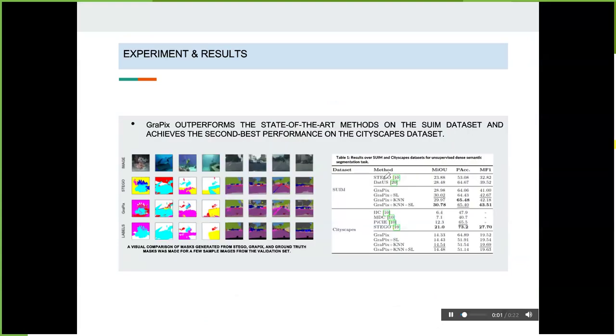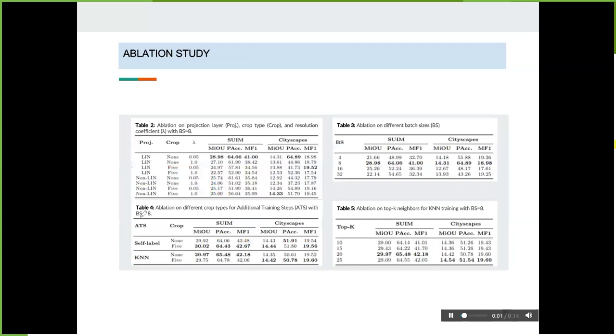The qualitative and quantitative results show that GraPix outperforms the state-of-the-art methods on the SUIM dataset and achieves the second-best performance on the Cityscapes dataset. However, unsupervised learning methods suffer from an overclustering problem, which can be noticed in visual results. We have also performed an ablation study to justify module choices and hyperparameter selection.